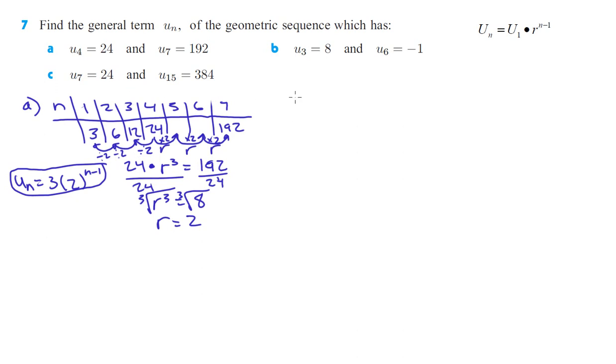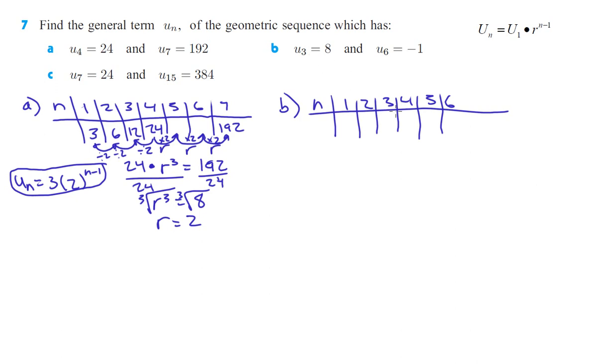Okay, for B, we're going to do the same thing. We need 3 and 6. So we'll do n, and we'll do 1, 2, 3, 4, 5, and 6 is as far as we need to go.